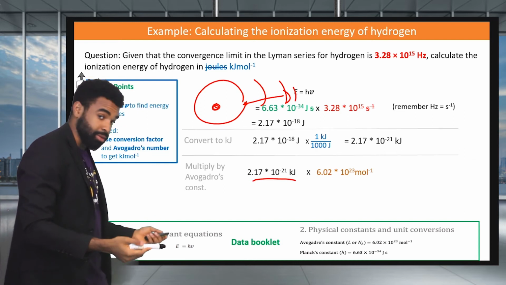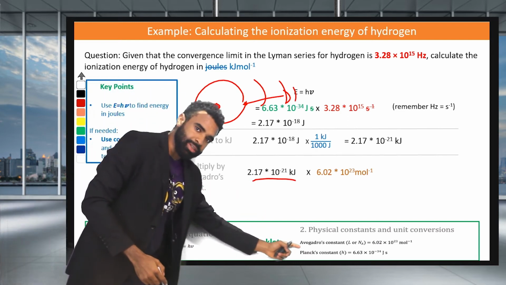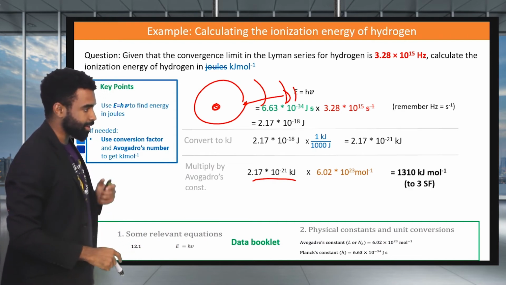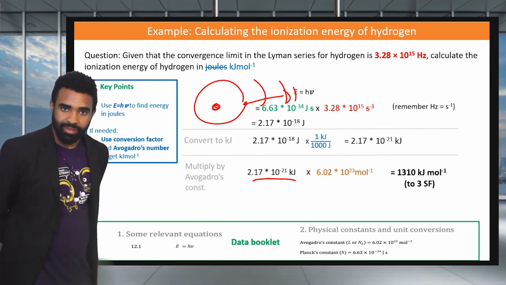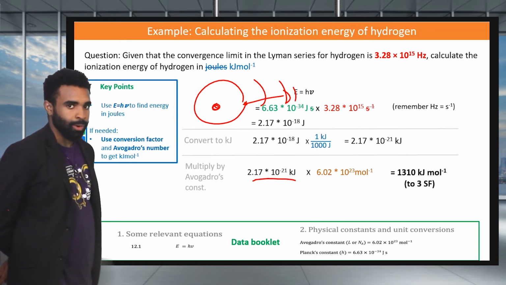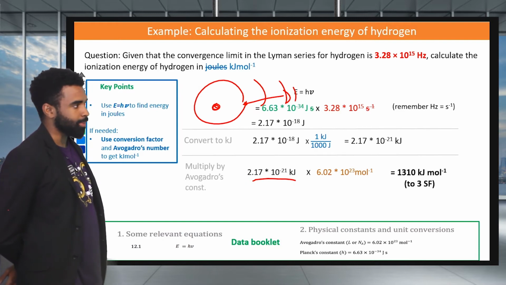Where do we get Avogadro's number from? Of course, from your data booklet. Or actually, this one by now you should have memorized it. 6.02 times 10 to the 23. And that gives us our final value there of blah, blah, blah kilojoules per mole. Nice and easy, right? It's not too hard, I promise.